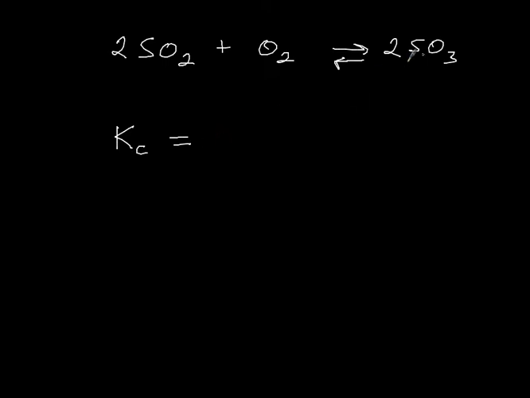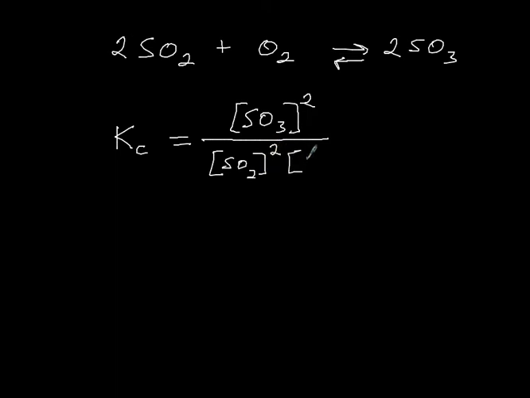Now let's write the equilibrium expression for this. So it's the products over the reactants. The product is going to be the concentration of sulfur trioxide raised to the second power, because we have a 2 coefficient there, divided by the concentrations of the reactants, so sulfur dioxide to the second power and oxygen to the first power. And so there is your equilibrium expression for that particular reaction.